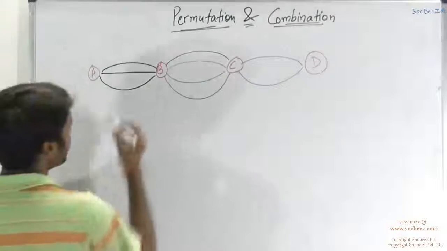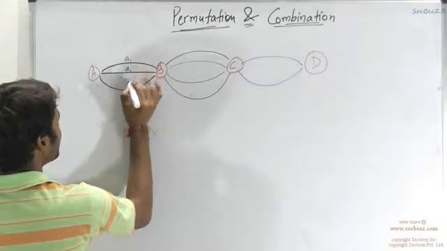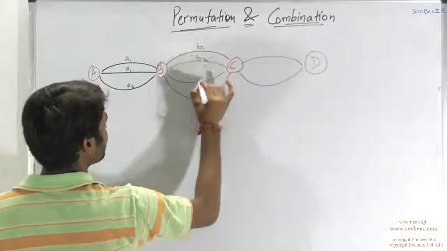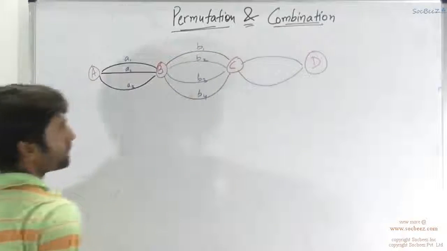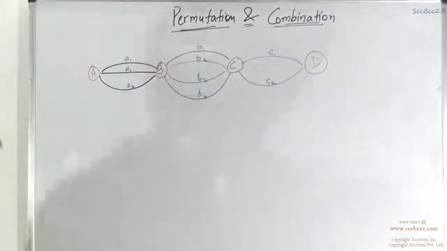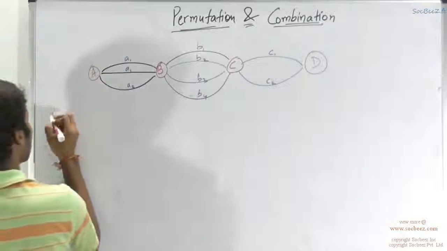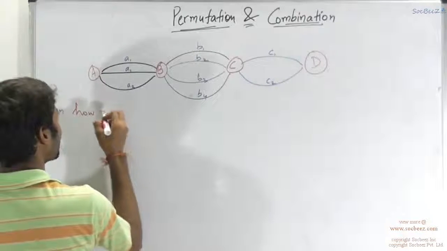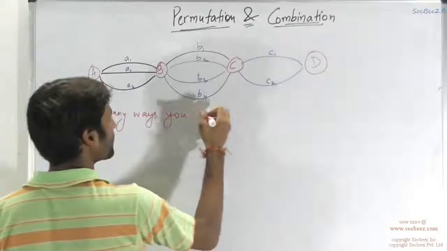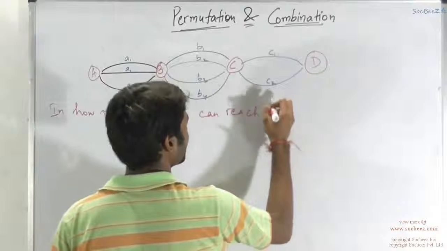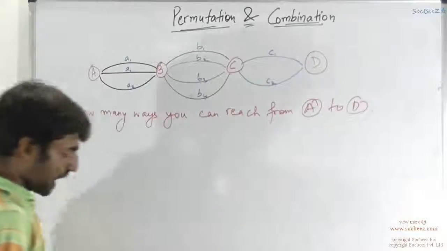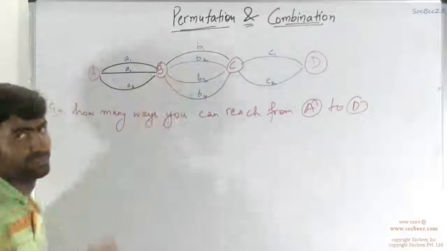So from A to B, we had 3 ways, that is, say A1, A2, A3. From B to C, we had, say B1, B2, B3, B4. From C to D, we had C1, C2. We have to find in how many ways you can reach from A to D. That is, how many different paths are possible from A to D.